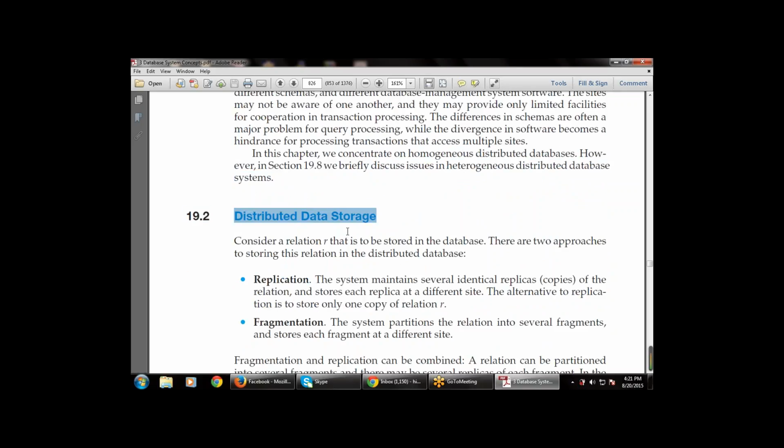Then we also talked about distributed data storage, that is, what is distributed data storage, or what is the main advantage of storing the data in a distributed environment. Why are we storing the same data in multiple places in the distributed environment? That is the distributed data storage.